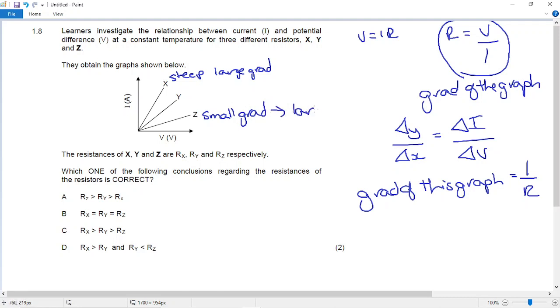So this will be the large resistance, and this will be the small resistance, simply because they plotted I against V, not V against I. So the correct answer here is A, because Z is the biggest resistance, followed by Y, followed by X. You have to be very careful and check your axes, what has been plotted on your axes before you can answer the question.